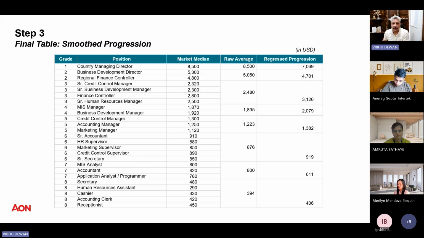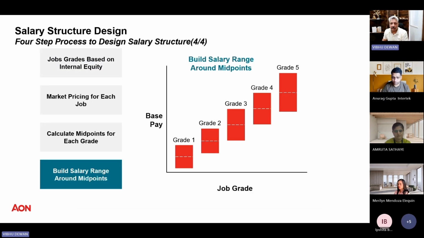Now, this is how you get the regressed progression value. From 406 to 611, it's a 50% increase. From 611 to 919, again a 50% increase. So midpoint progression is happening at the rate of 50%. Anurag, you asked what midpoint progression is and why it is important. Now you would have understood. This is how midpoint progression happens, and now you create the salary range around the midpoint.